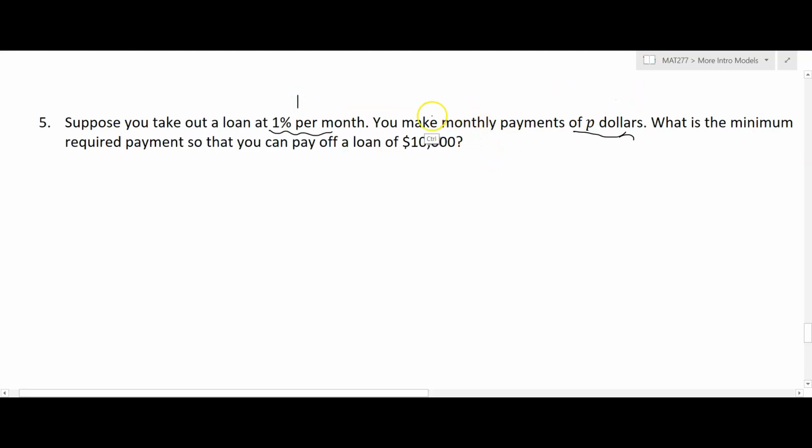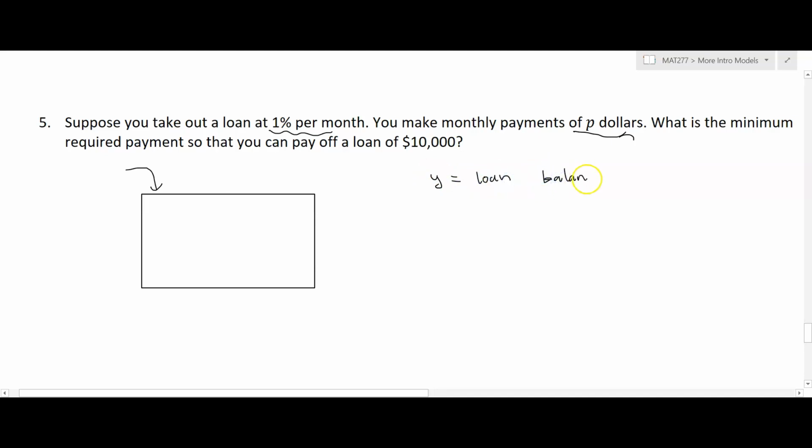So let's draw our black box model here just to see that this is another bathtub analogy problem. So we have our balance in here, which we'll just say y equals loan balance, to be measured in dollars, and t will be time since you took out the loan, measured in months. Since we're in months, we're going to stay in months. If you want to convert to years, you can convert to years, but not necessary. So y of 0, the balance at time 0, is $10,000.